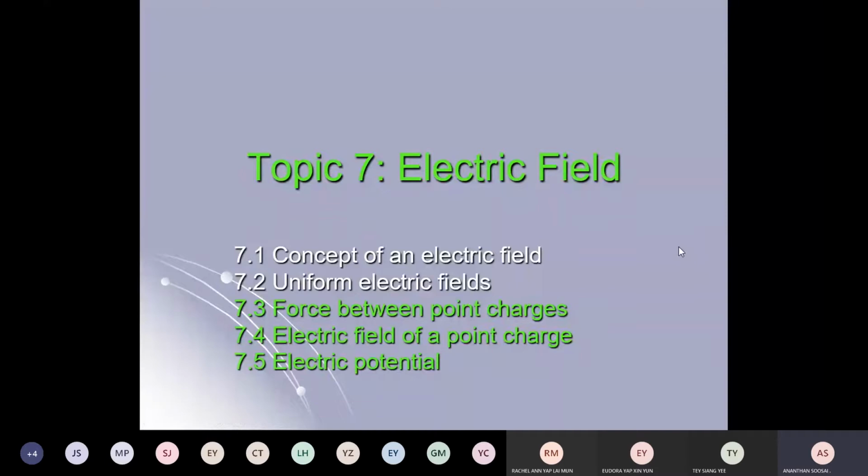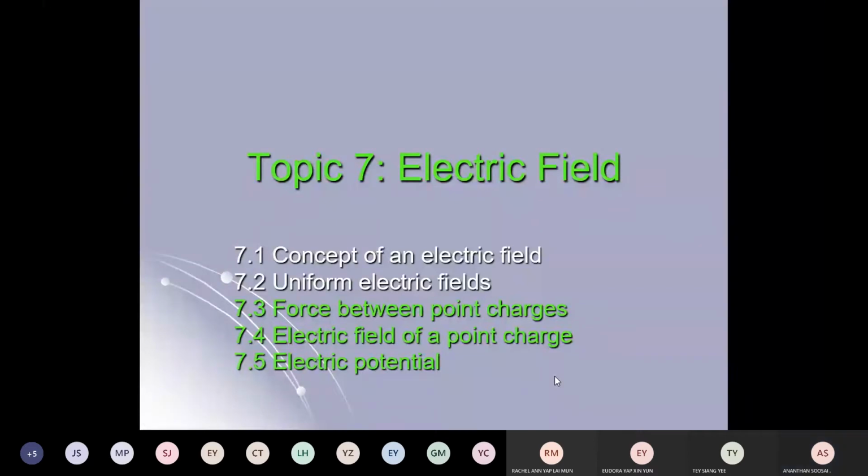So this topic, we learned partially in AS already. In AS we learned the first two, 7.1 and 7.2. Today we're going to continue with the other 3. Electric field is 50% in AS and 50% in A2. In AS you only learned about uniform electric fields. Today we're going to learn about a non-uniform electric field more in depth.